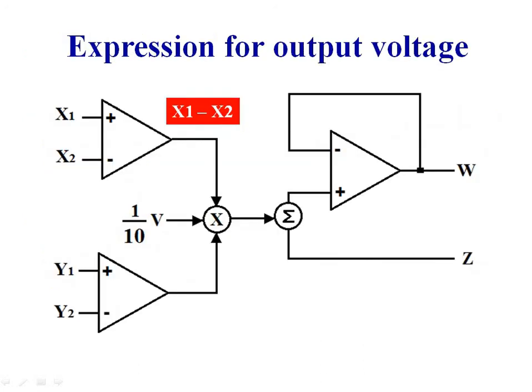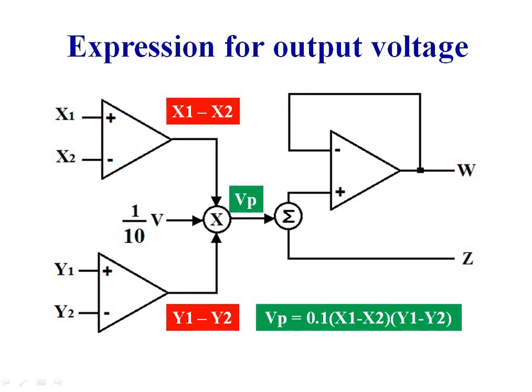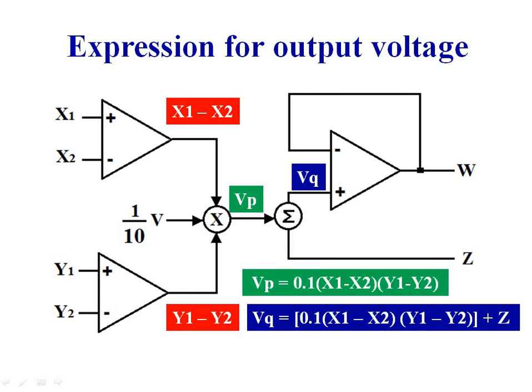Expression for output voltage. Output of first differential amplifier is X1 minus X2. Output of second differential amplifier is Y1 minus Y2. Output of the multiplier is Vp is equal to 0.1 into (X1 minus X2) into (Y1 minus Y2).